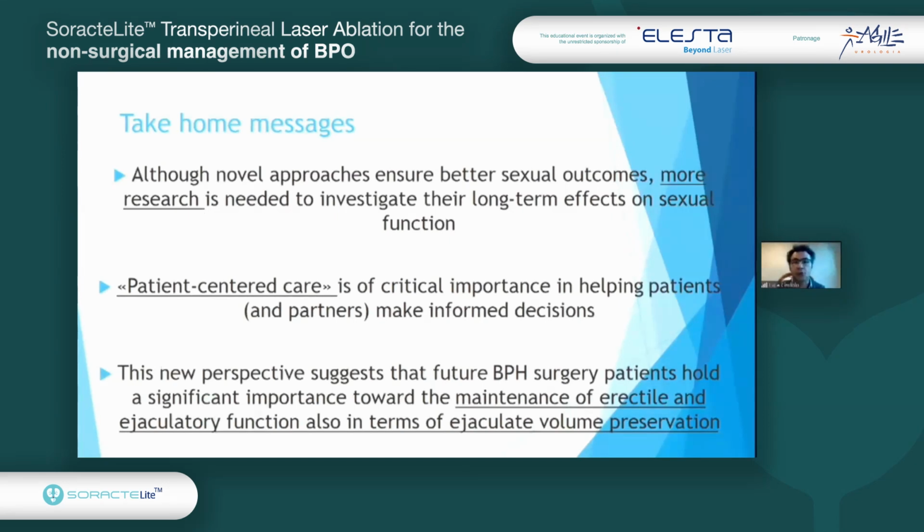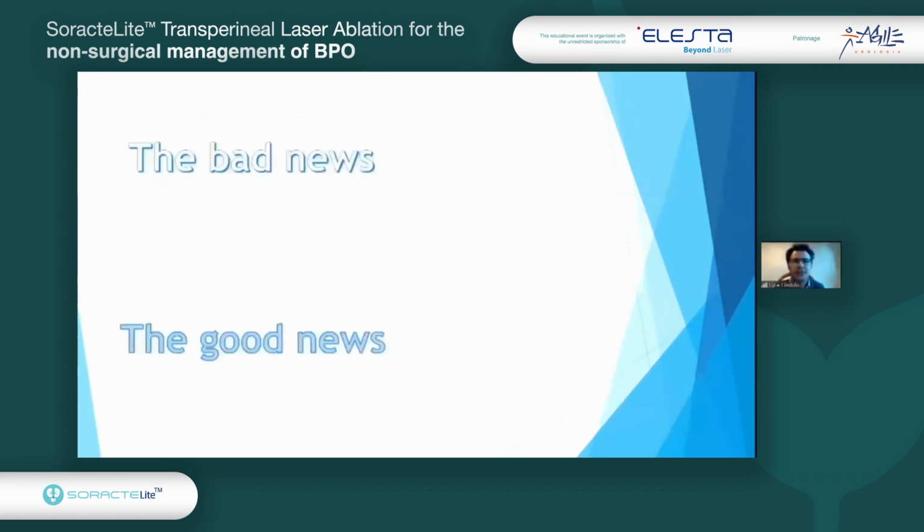Of course, we have to remind ourselves that patient-centered care is difficult, time-consuming, and also requires new capabilities from urologists. As urologists, in fact, I think we have to learn how to manage this counseling, which could be long, time-consuming, and also difficult. We have to consider that the maintenance of erections and ejaculatory function is very important from the patient's perspective and from his partner's perspective.